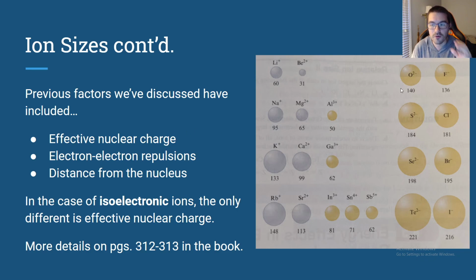And if you take a look here, as we go from O2 minus to F minus to sodium to magnesium to aluminum, right? As we go, increasing in effective nuclear charge, right? 8 protons, 9 protons, 11, 12, 13, the ions get smaller, right? And that makes a lot of sense, right? Because we have the same number of electrons in each situation, but what is happening? The number of protons is increasing. That effective nuclear charge is going up.